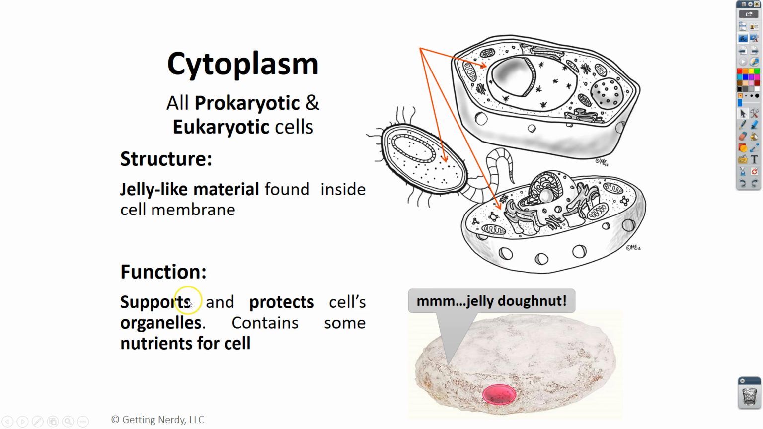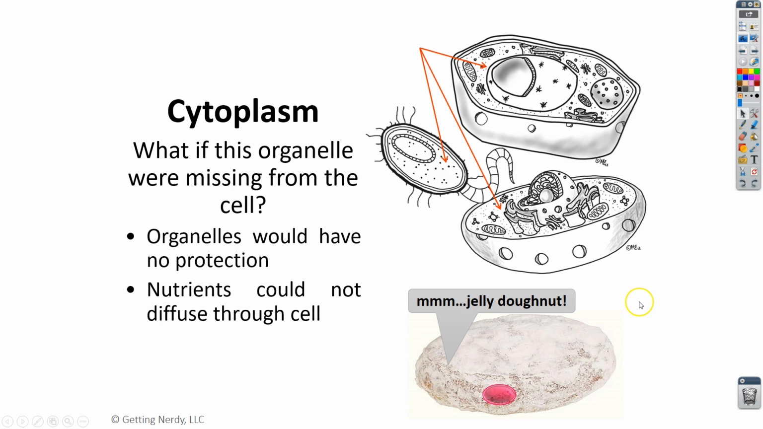The function of the cytoplasm is to support and protect the cell's organelles. And it also contains some of the nutrients for the cell. So one thing you might want to draw for your picture in that fourth column is a jelly donut, because the jelly on the inside of the jelly donut, if, for some reason, they put nuts in it or other things, that would protect those things on the inside. And it's kind of a jelly-like material. So that jelly donut would probably be a good thing to write down.